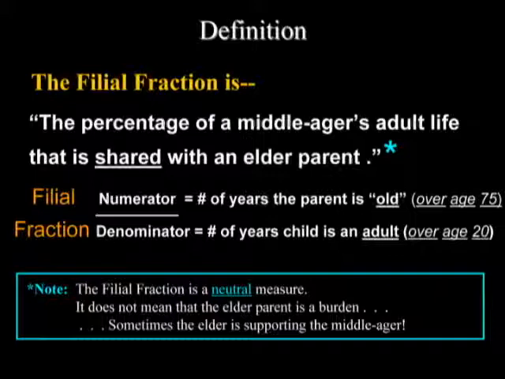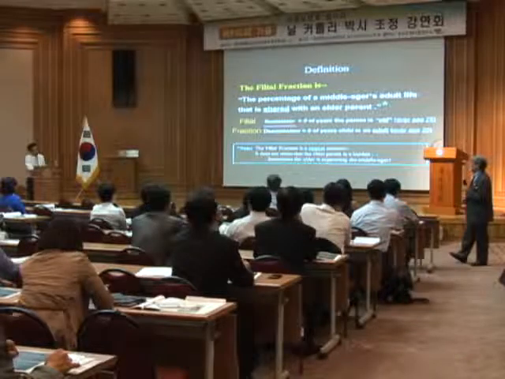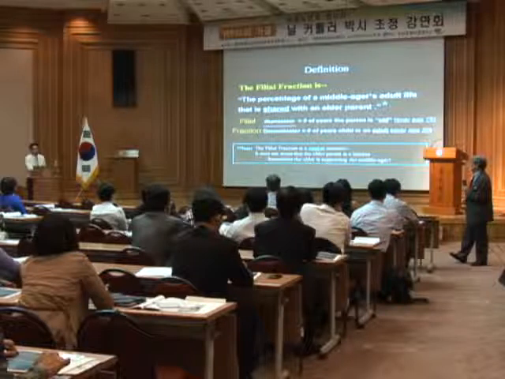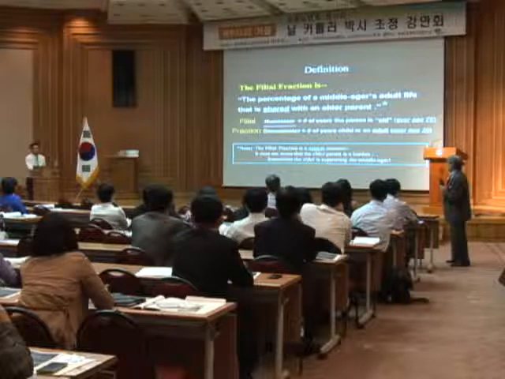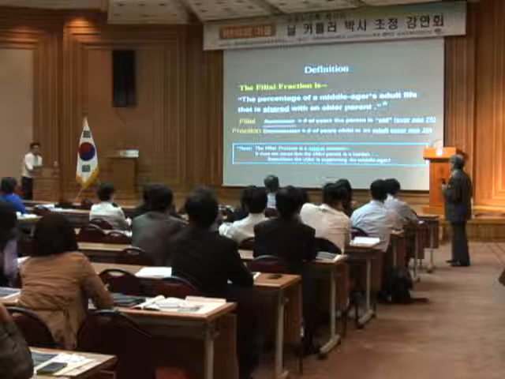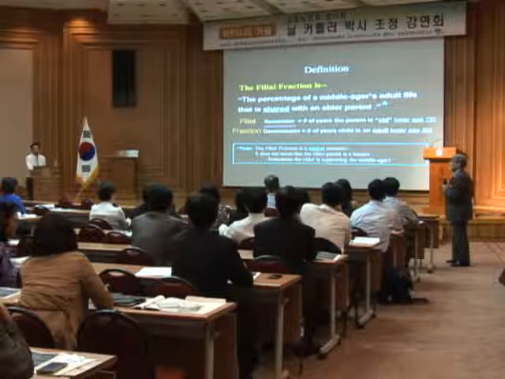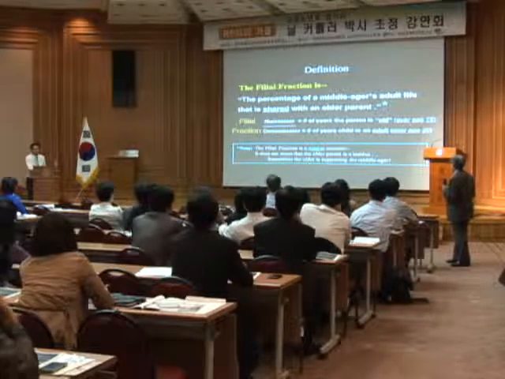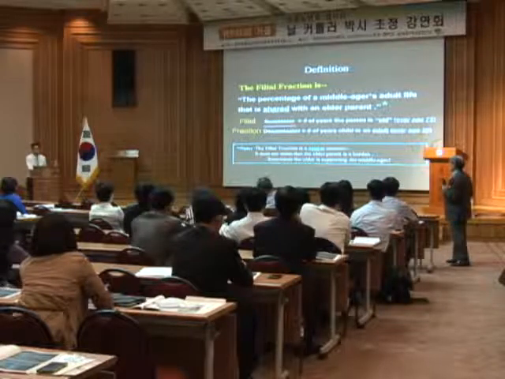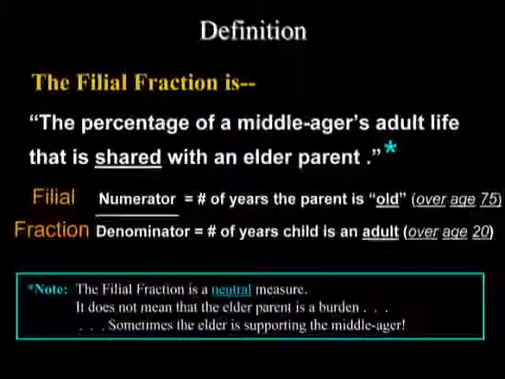The filial fraction is a neutral measure. It doesn't mean that the elder parent is necessarily a burden. Sometimes the elder is supporting the middle-ager. 아마 여러분 중에 일부는 우리가 엘더 페런스를 얘기를 할 때 이들이 많아지면 부담을 증가시키는 지표로 생각하실 수 있겠지만 이 지표는 철저하게 가치 중립적인 지표고 또 나이 드신 부모님이 어린 자녀들을 도울 수도 있다는 점을 명심을 하시기 바랍니다. It's a very simple fraction.